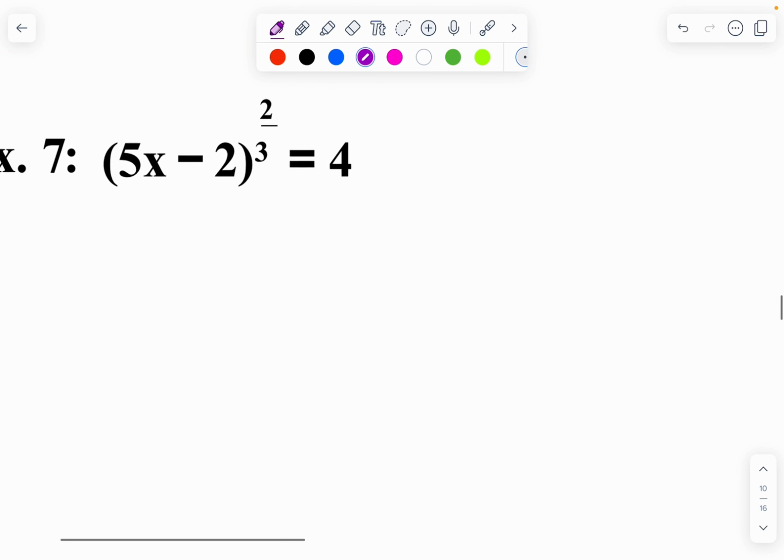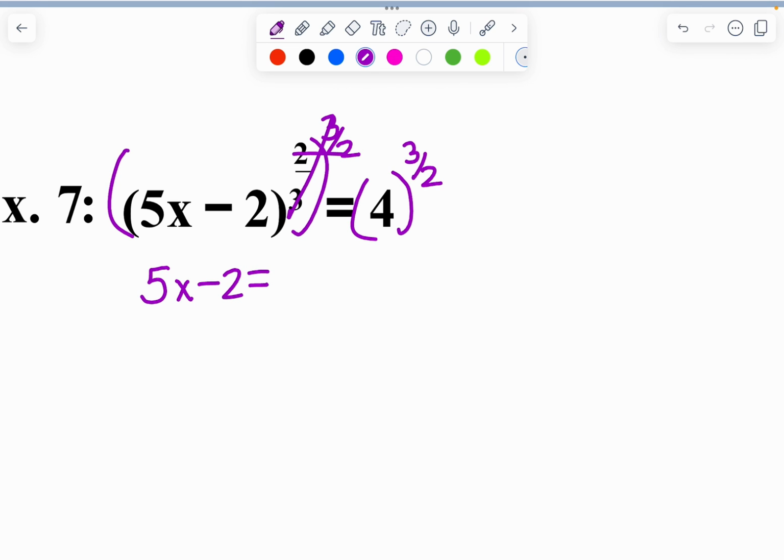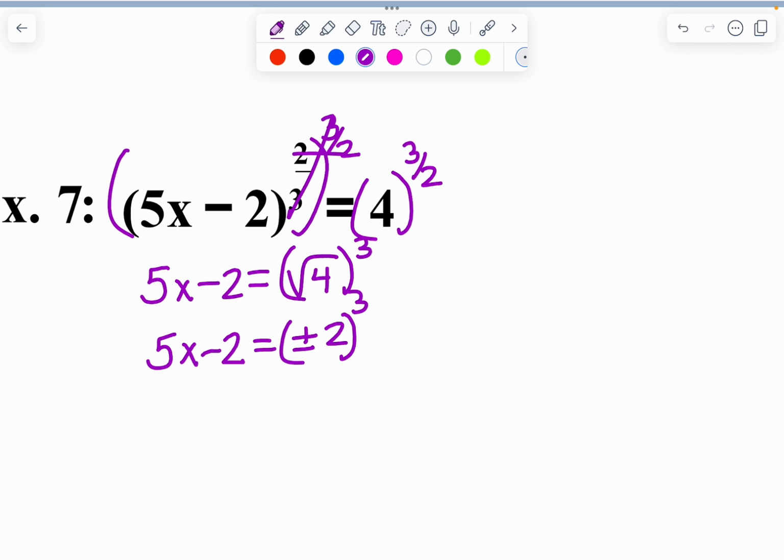This next one, now I'm going to raise this to the 3/2 power. Now, be very careful. I want you to watch this. Okay, this becomes 5x minus 2. Now, I am going to take the square root of 4, and then I'm going to cube it. But the square root of 4 is equal to plus or minus 2. So I have to cube plus or minus 2.